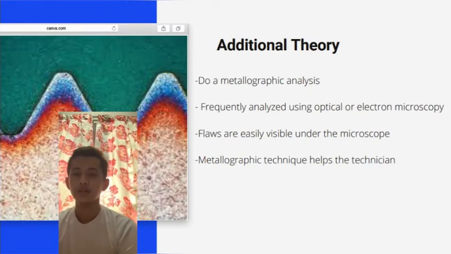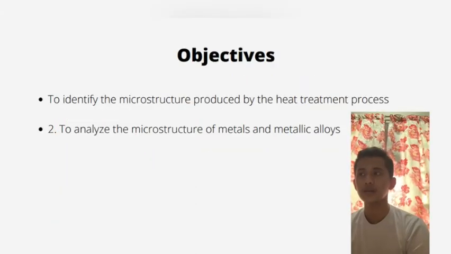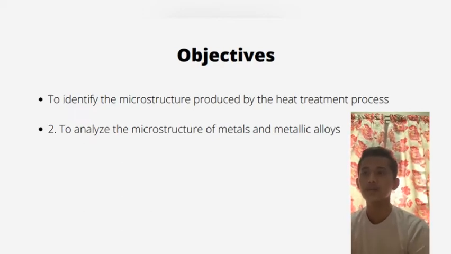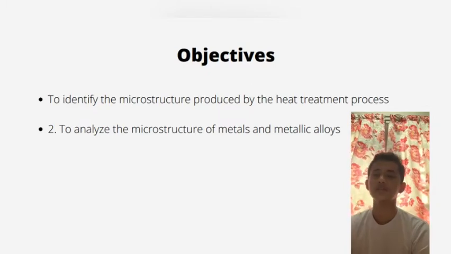Then I'm going to move to the objective of our experiment. The first one is to identify the microstructure produced by the heat treatment process. And the second one is to analyze the microstructure of metals and metallic alloys.